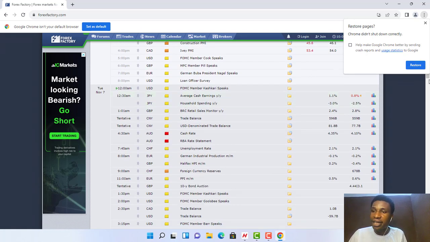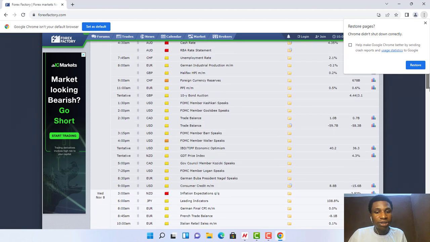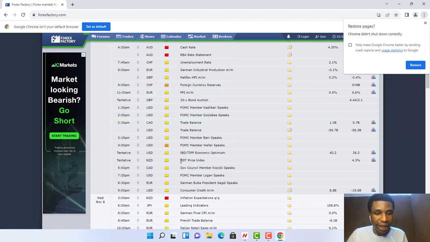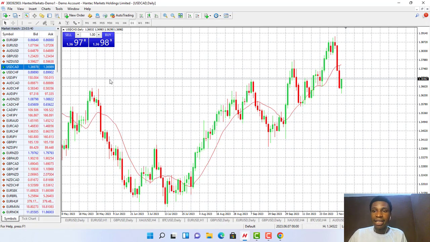Do we have any high impact news for tomorrow? You can see no high impact news for Tuesday, 7th November, except for the Australian dollar, which has to do with the cash rate, coming at 4:30 a.m. West African time. Right, so let's quickly go to the chart and check what we have.